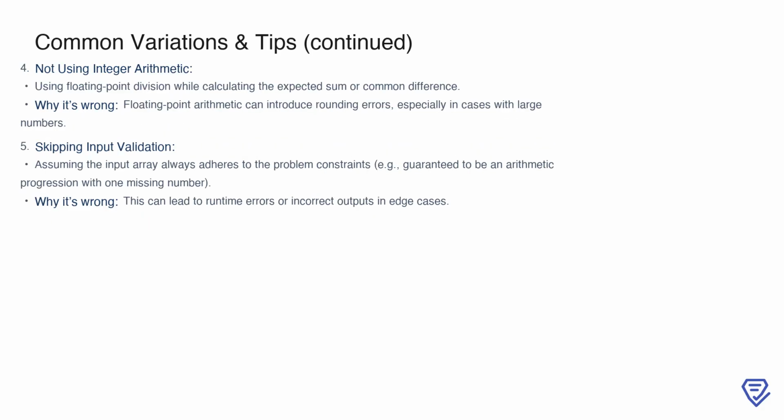Another mistake involves not using integer arithmetic when calculating the common difference or the expected sum of the sequence. Relying on floating point division can introduce rounding errors, particularly with large numbers, leading to inaccurate results. Additionally, skipping input validation is another common oversight. For example, assuming the input array always adheres to the constraints, like being a valid arithmetic progression with one missing number, can cause runtime errors or incorrect outputs in edge cases. Proper validation ensures that your algorithm handles unexpected or malformed inputs gracefully.